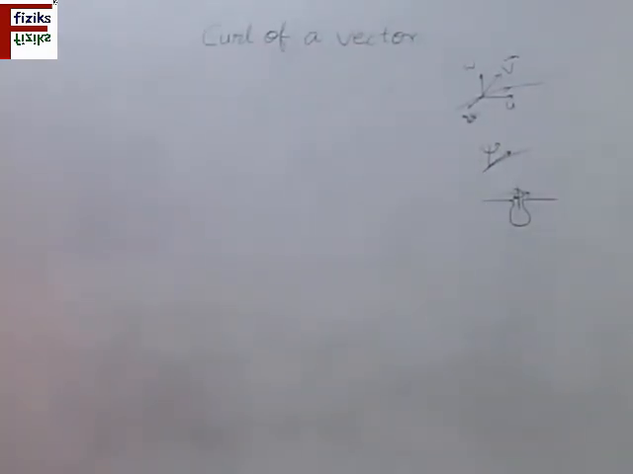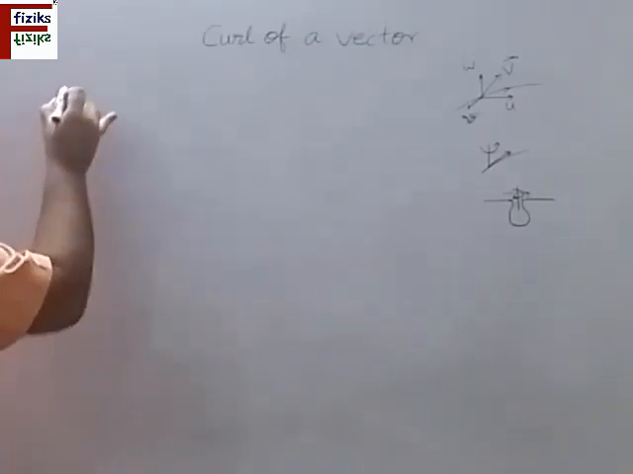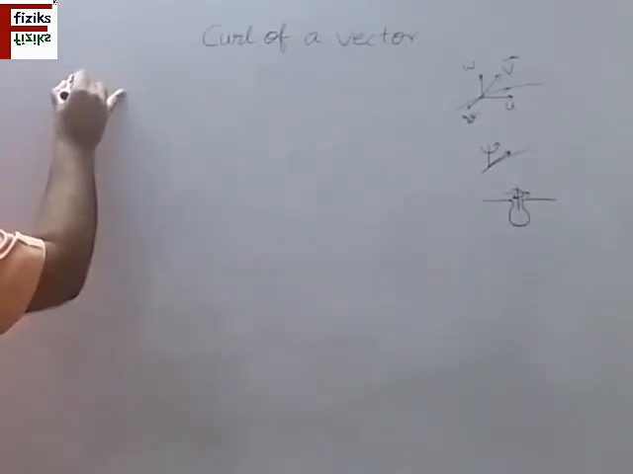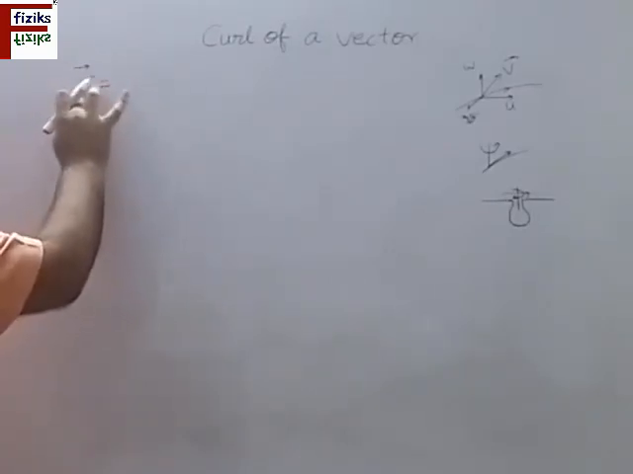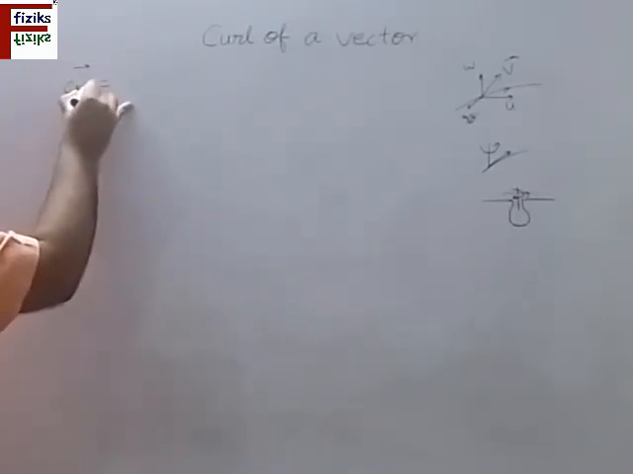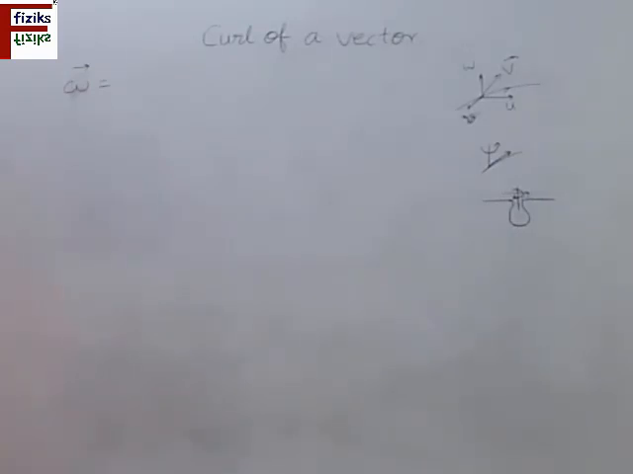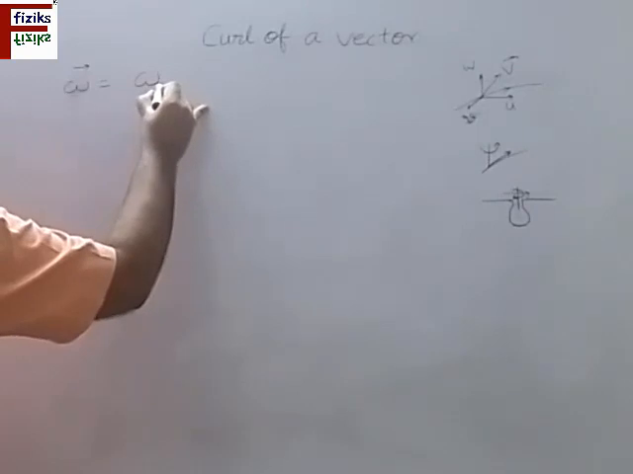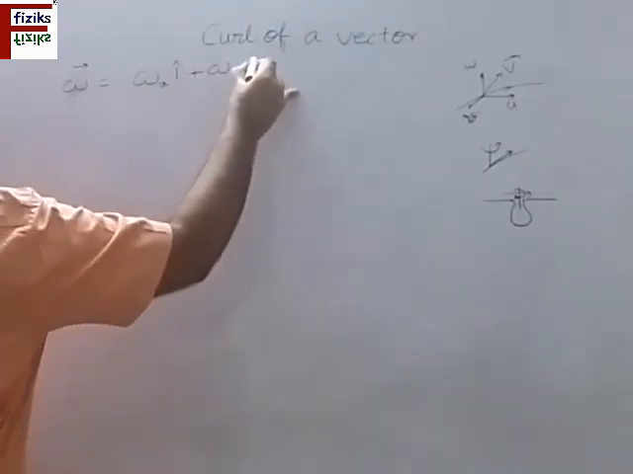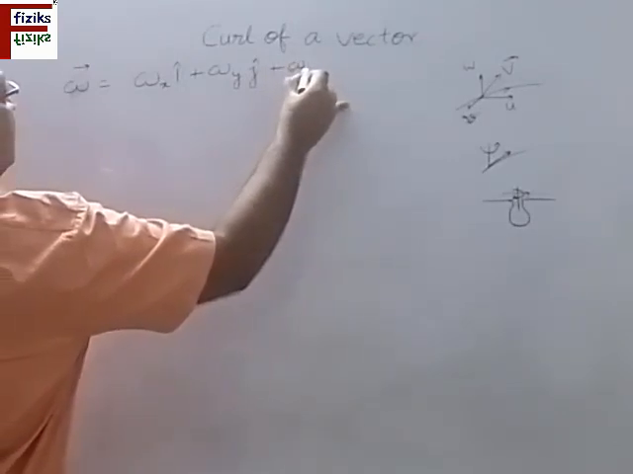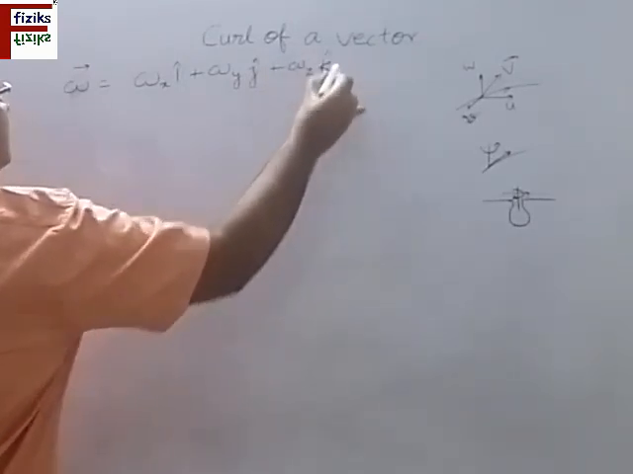Now we are restricted here only for the discussion of curl of a vector. And you know that for a vector, suppose I take any vector f. This is having the component, so let me write in place of this omega. This is the angular velocity of the flow at any time. So this is having the components omega x, omega y, and omega z in the three directions.